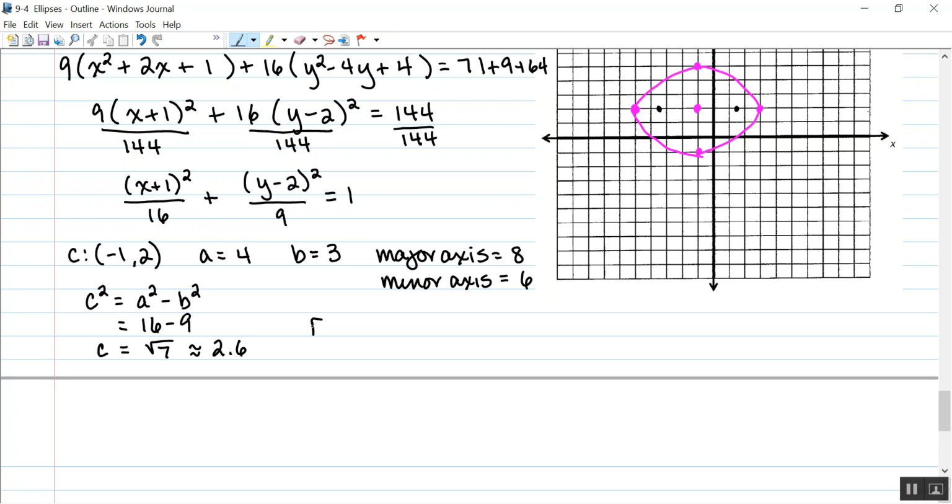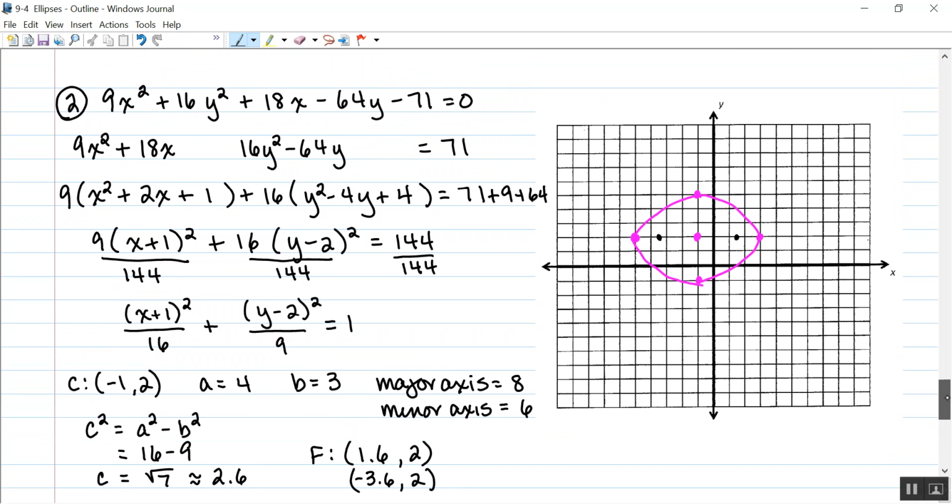To find their coordinates, I'm just going to count. So this is 1.6, comma 2. And this one is going to be negative 1, negative 2, negative 3.6, comma 2. And those are the coordinates of my foci.